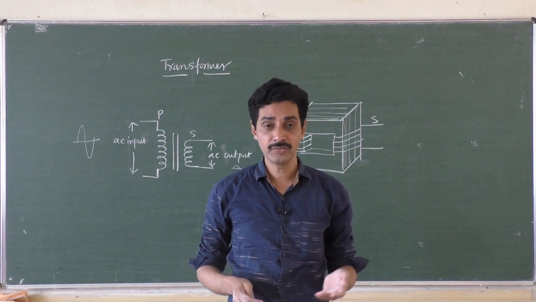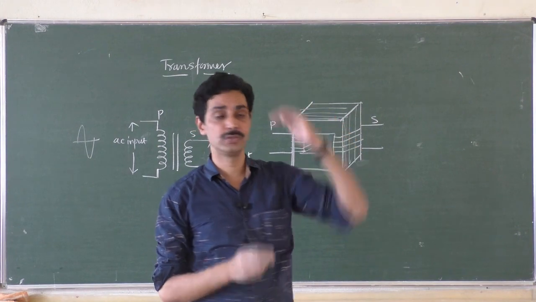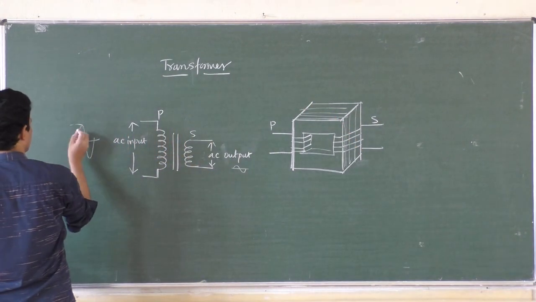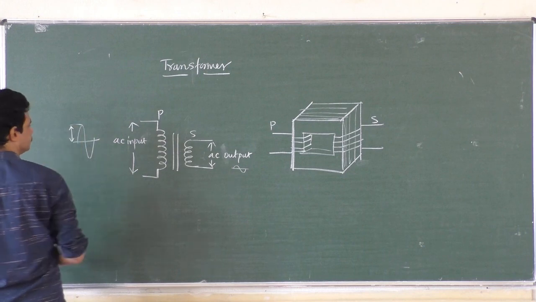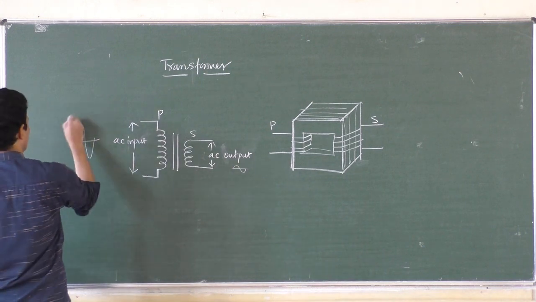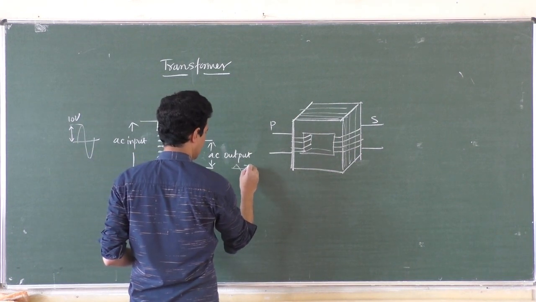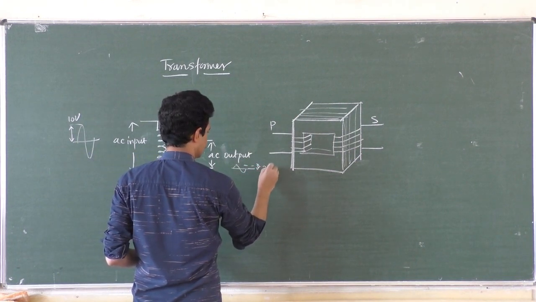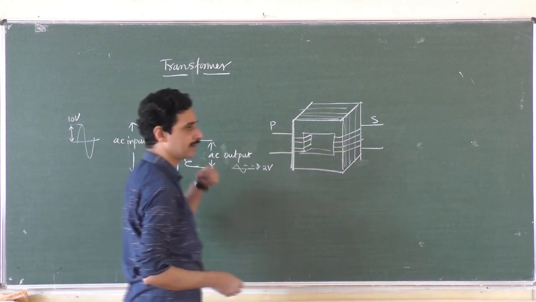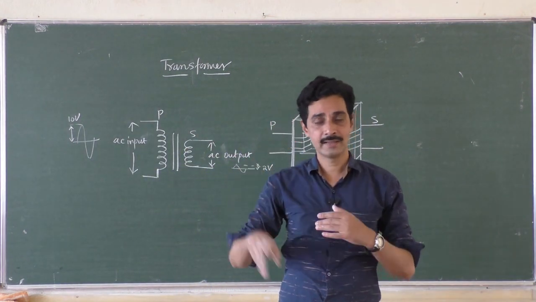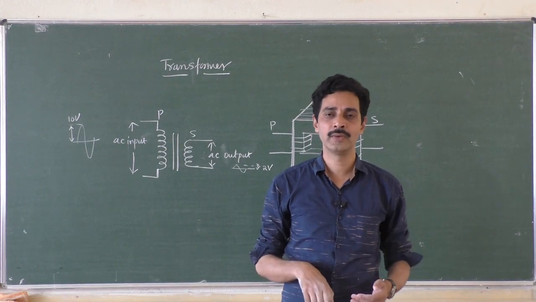Suppose a transformer gives a high voltage amplitude. Say this is the peak value of 10 volt, or you can write RMS also. Say this is some 2 volt. 5 times it is decreased, right? 10 volt AC peak value is decreased to 2 volt peak value AC.